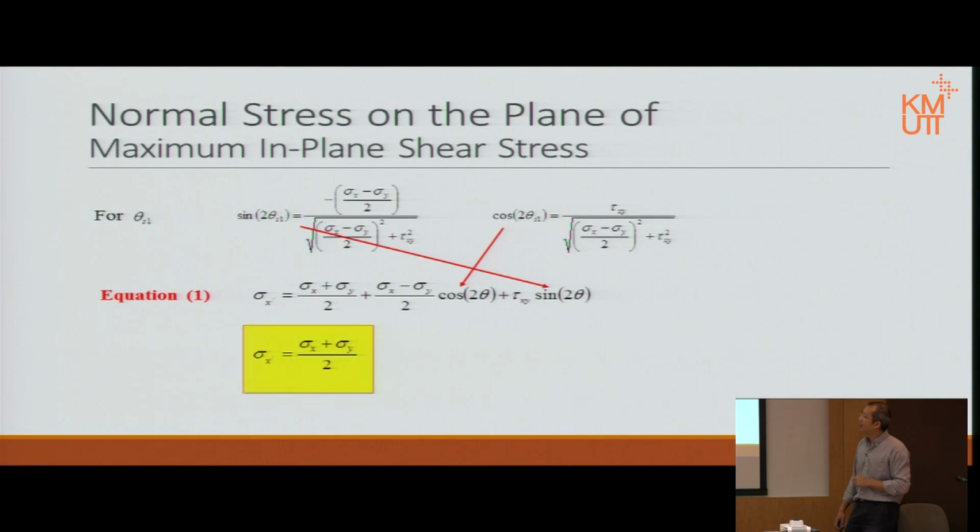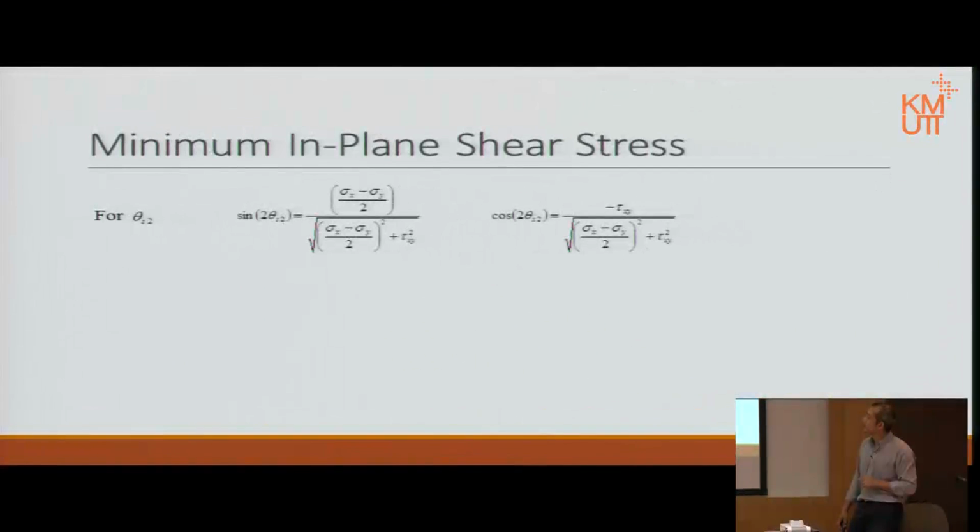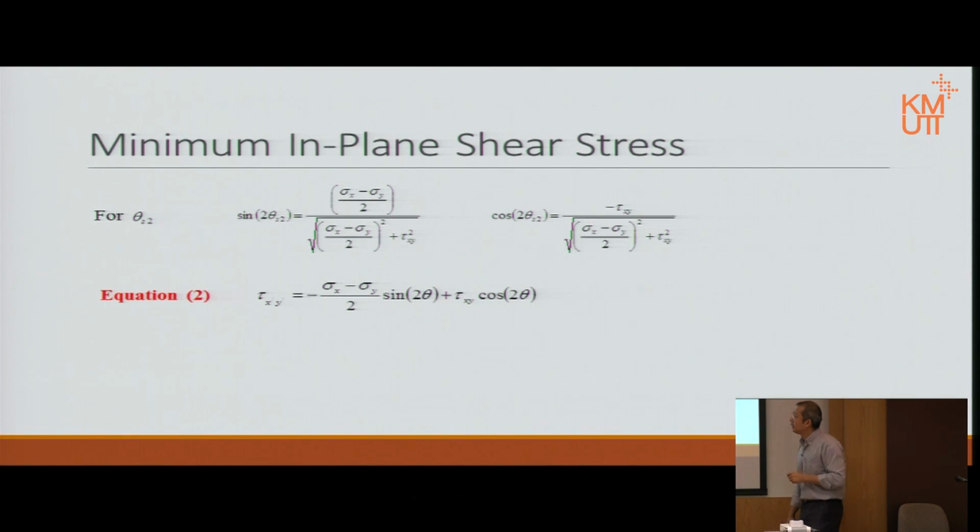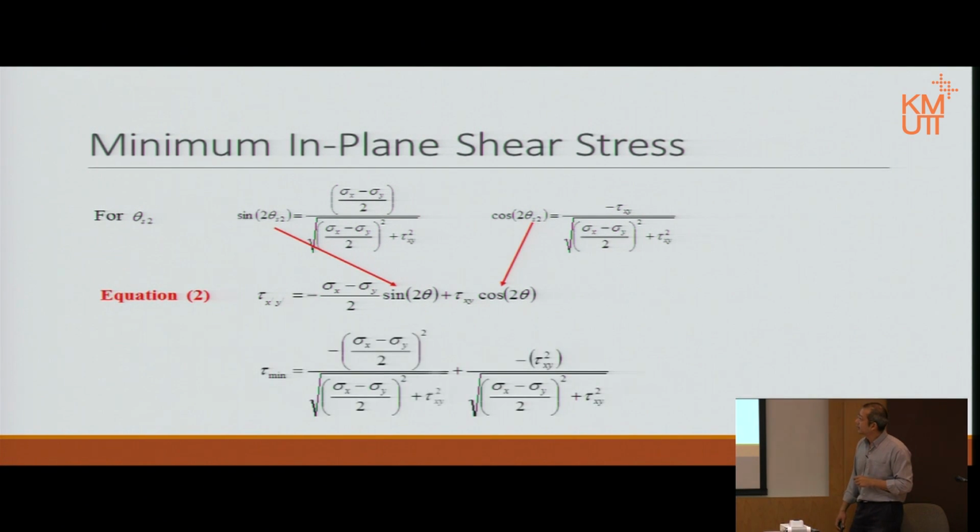Then move on to the minimum. Again, we will already work out the sine 2 theta S2 and the cosine 2 theta S2, and then we move on into using that equation, substitute into it. Then we have the minimum shear stress.